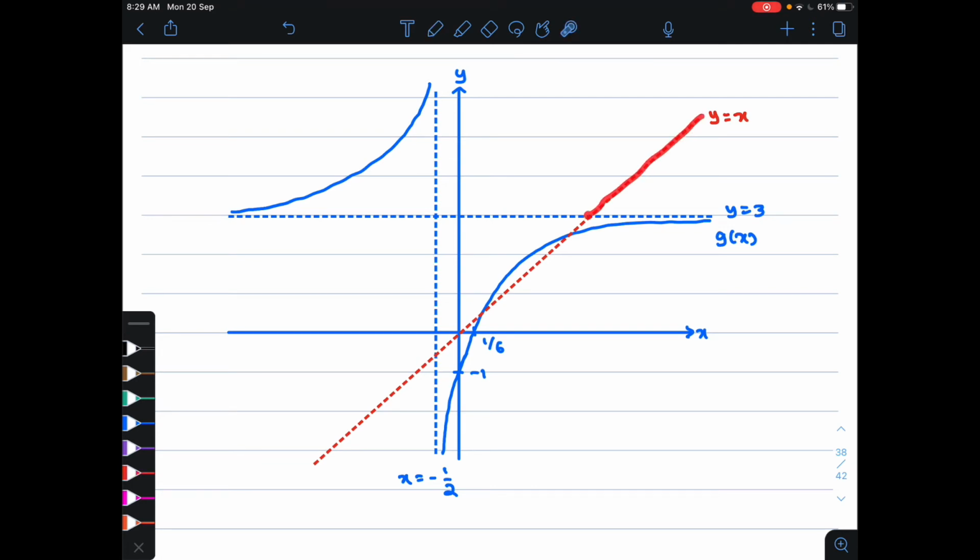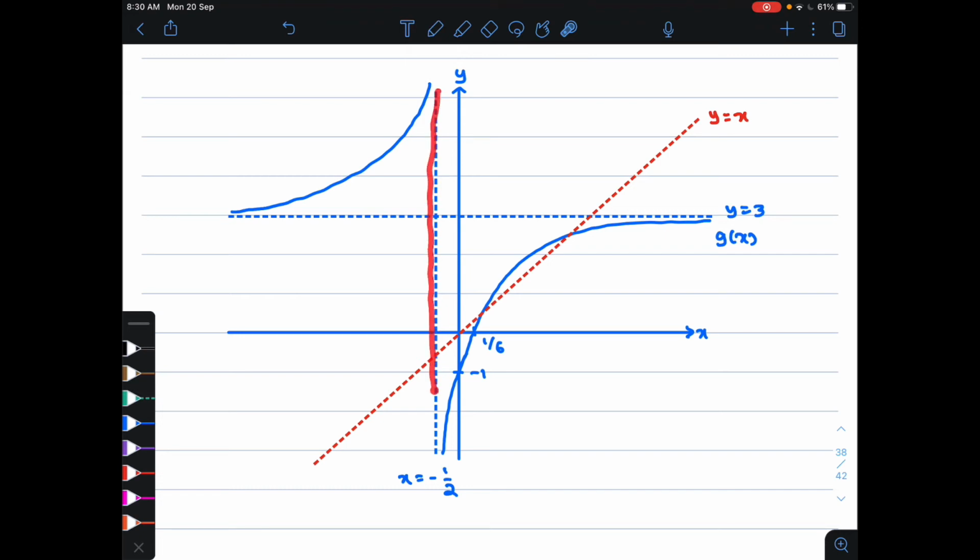So bayangkan ini sebagai kamu punya mirror. So G inverse is the mirror image of gx. So Miss akan gunakan color pen yang berbeza, tapi kamu hanya guna pensel sahaja. Okay? So, Miss gunakan color pen yang berbeza supaya kamu nampak which one is gx, which one is g inverse. So, kalau ada asymptote, sila lukis asymptote dulu.